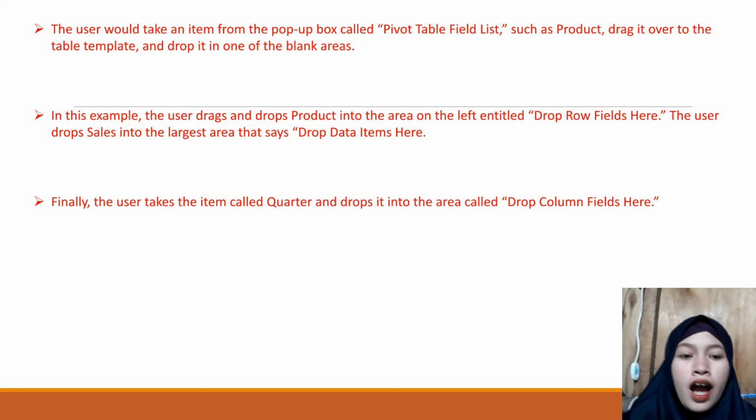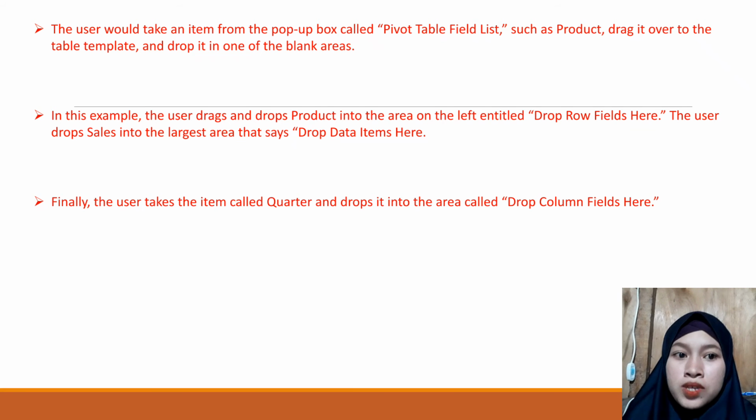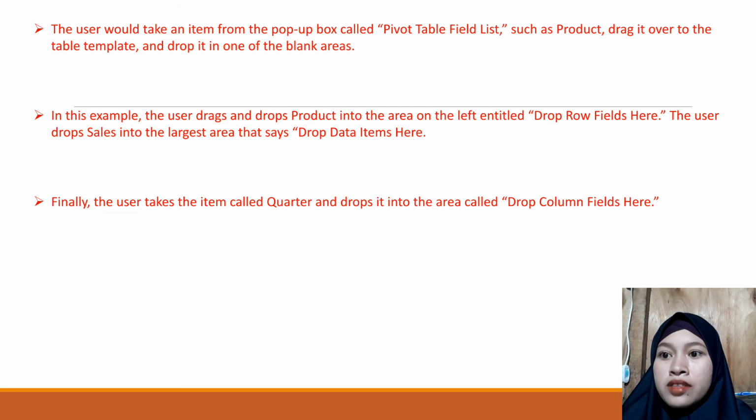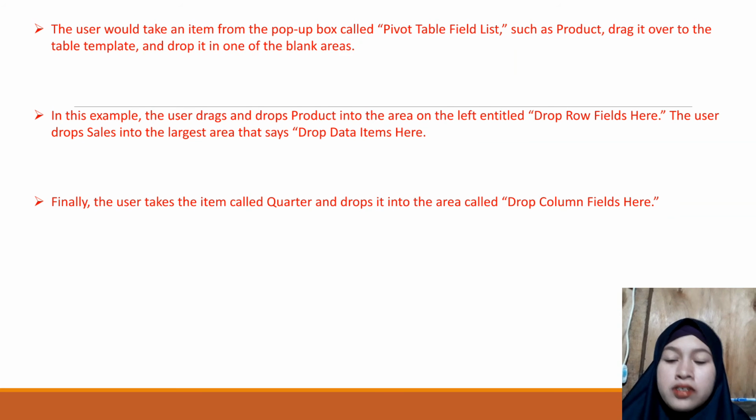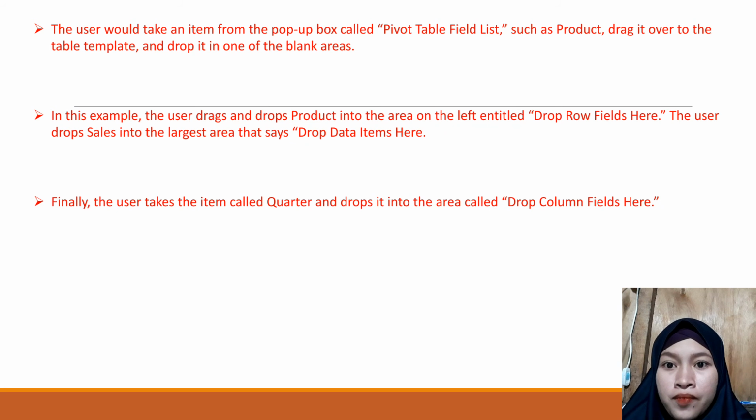A pivot table template can make it easier for users to see information displayed in different ways. Finally, the user takes the item called quarter and drops it into the area called Drop Column Fields here.